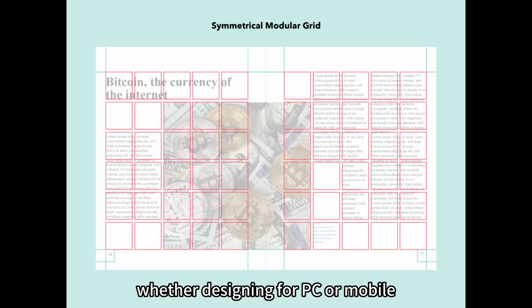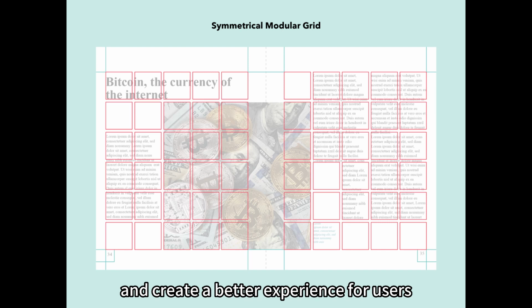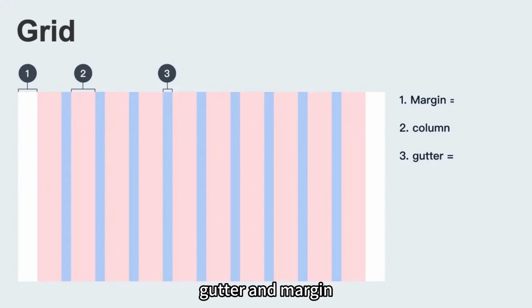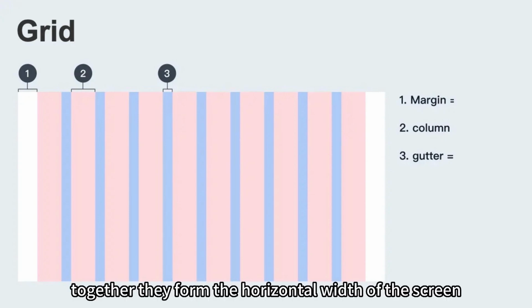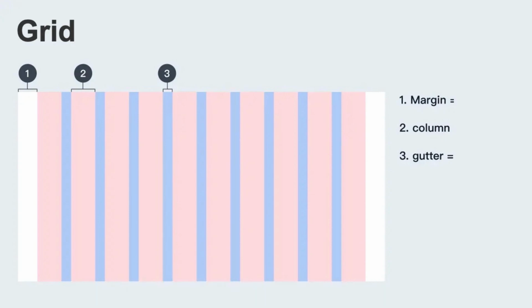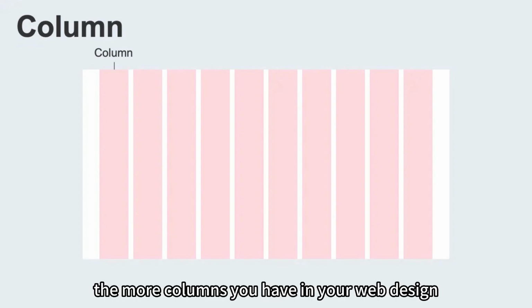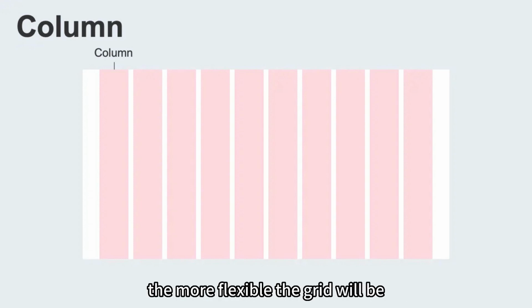Whether designing for PC or mobile, using grids will guide us to make design decisions and create a better experience for users. The grid consists of several parts: column, gutter, and margin. Together they form the horizontal width of the screen. Column, with style equal to font size 16px, is the vertical section that spans the content area. The more columns you have in your web design, the more flexible the grid will be. The width of the columns is determined by the designer.